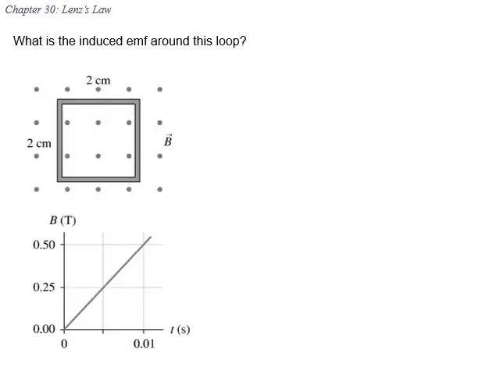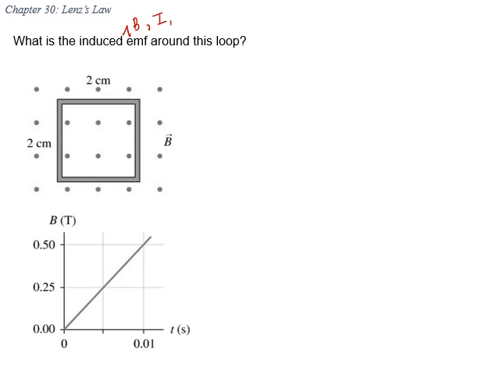Let's do an example now that pulls together our Faraday's law and our Lenz's law. We have a loop in a magnetic field that points out of the page, and we have a graph that shows that the magnetic field increases from zero over time. Let's try and find the induced magnetic field, the induced current, and the induced EMF around this loop over time.